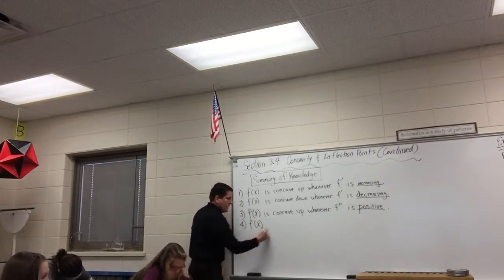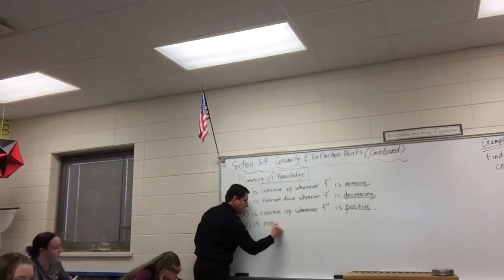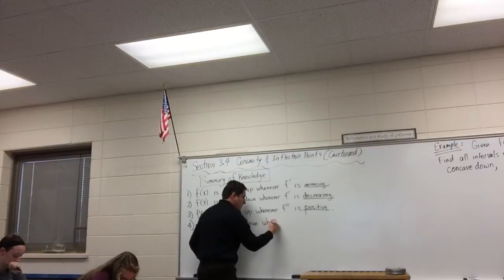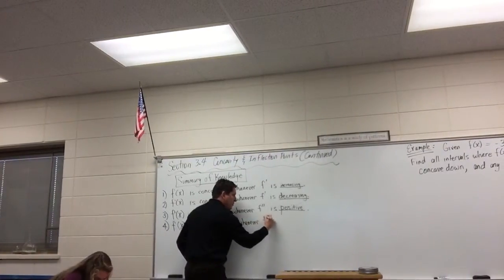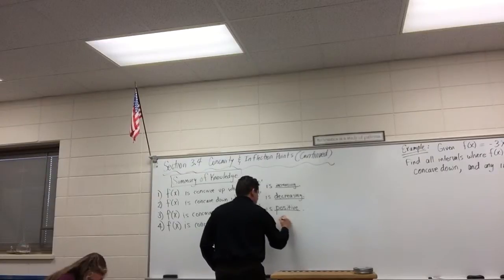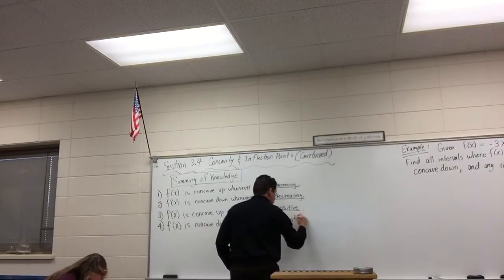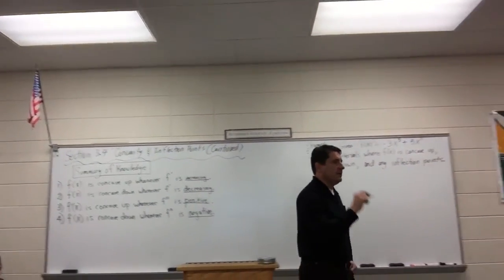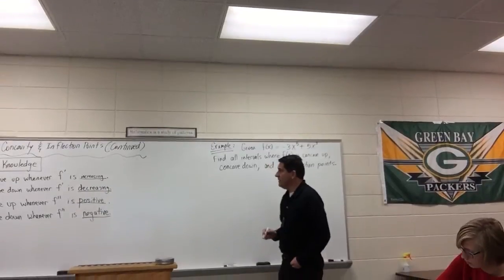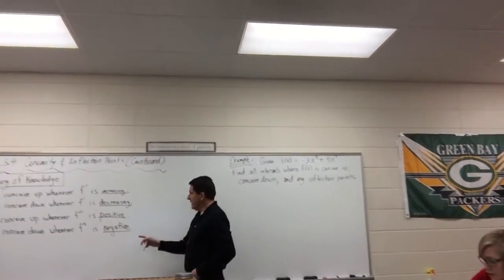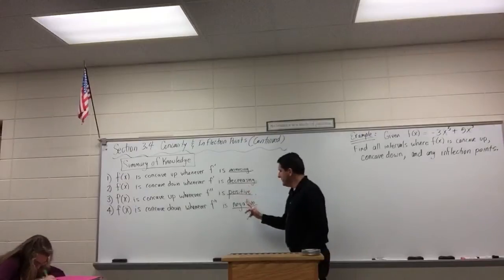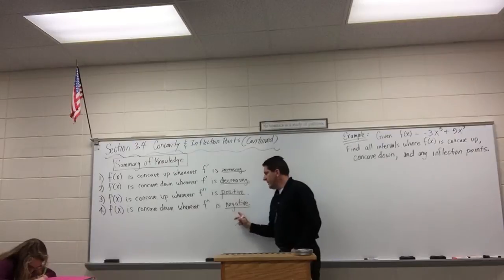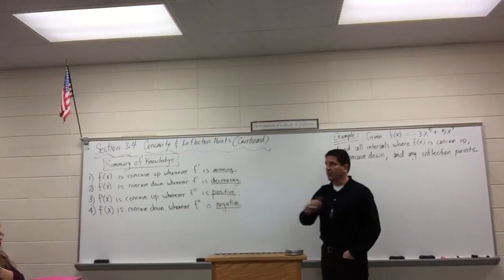Furthermore, f of x is concave down whenever f double prime is negative. And you can do as many graphs as you want to, and the concavity will always relate to the second derivative. Whenever it's positive, the function is concave up, and wherever f double prime is negative, the function is concave down. Works every single time.